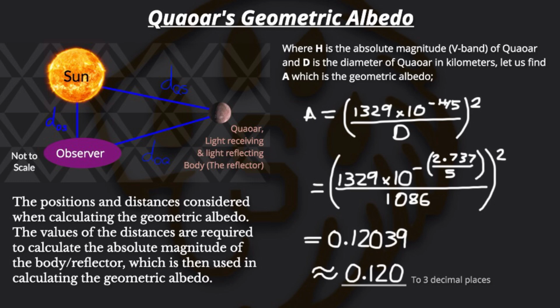Okay, and then that is divided by 5, and then we put it over 1086, which is the diameter of Quaoar. And then we put all that into the brackets, or parentheses, depending on how you call them, and then you put it to the power of 2. Sorry for that. And then we get our answer as 0.12039, which is approximately equal to 0.120, correct to 3 decimal places or 3 significant figures. So that's basically the geometric albedo.